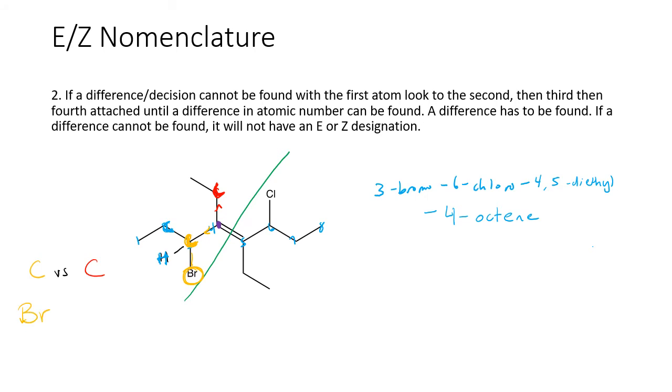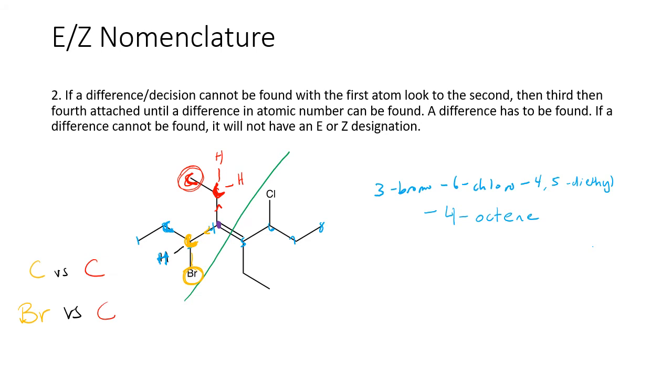So we have bromo versus, where can I go on my red carbon on the top? I can go to a hydrogen here, or another carbon on the end there. So out of the three, between hydrogen and carbon, carbon's my next highest priority.